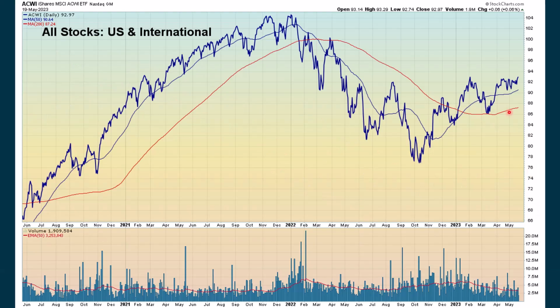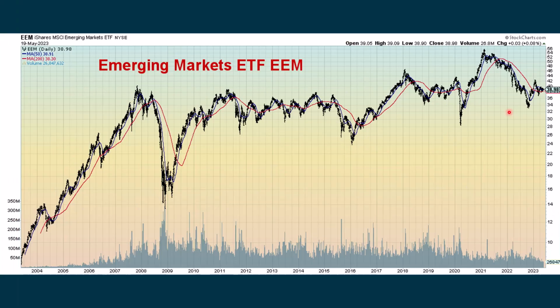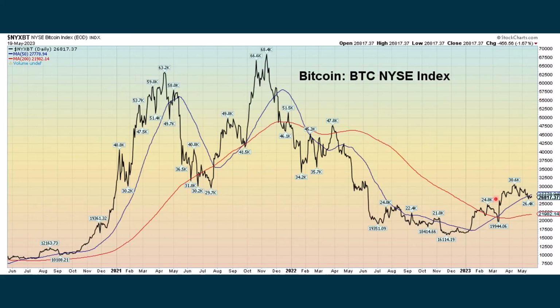All stocks also continue to be in an overall uptrend. Emerging markets, chopping sideways a lot, but still in an uptrend. If we see some weakness here, we may get a death cross. Bitcoin is still in an overall uptrend, after it got up into the 30s, has now been dropping back down.